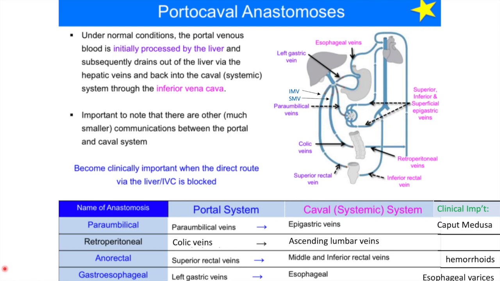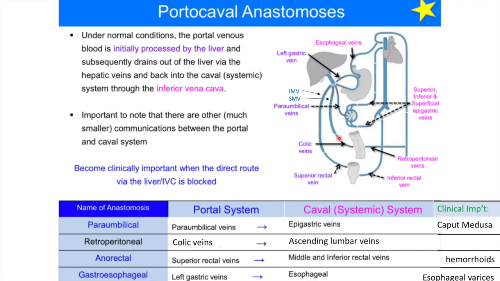So in the portal system, we've got periumbilical veins, and they meet up with the caval system as epigastric veins. So when there's a problem, this is called caput medusa, which kind of looks like the palm tree sign. It looks like creepy worms almost on the person's stomach. The colic veins, which are right here, they meet up with the caval system as ascending lumbar veins, and we don't have a clinical importance right there.